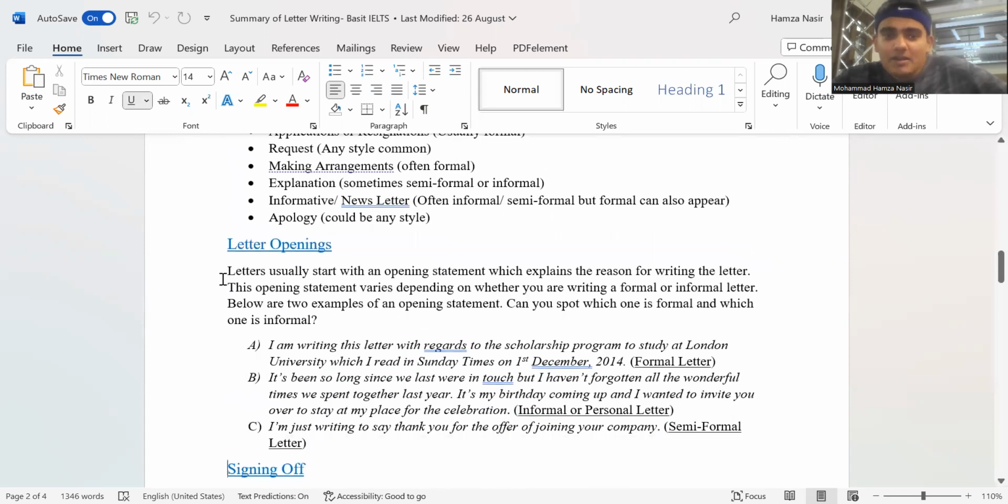Then we talk about how to make openings, okay? So you see, an opening is very important, fellas. It sets the tone, okay, for whatever you're doing. And yes, your ending is also very important.